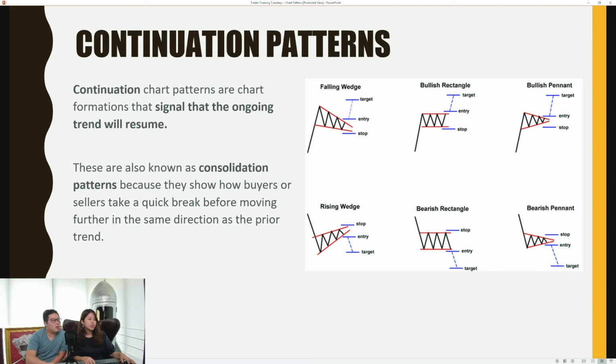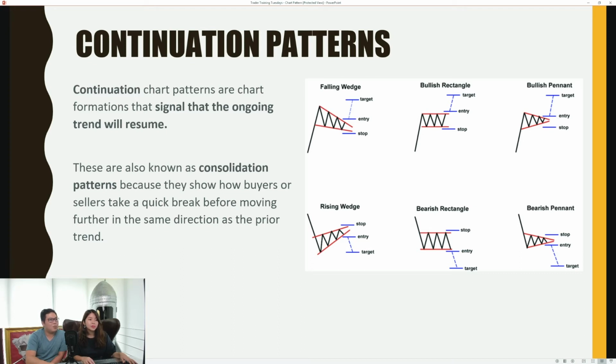Continuation chart patterns are chart formations that signal that the ongoing trend will resume. These are also known as consolidation patterns because they show how buyers or sellers take a quick break before moving further in the same direction as the prior trend. So it's like the halftime in football or basketball or any other sport actually. Okay, so falling wedge means that if it's falling, it will rise after that.